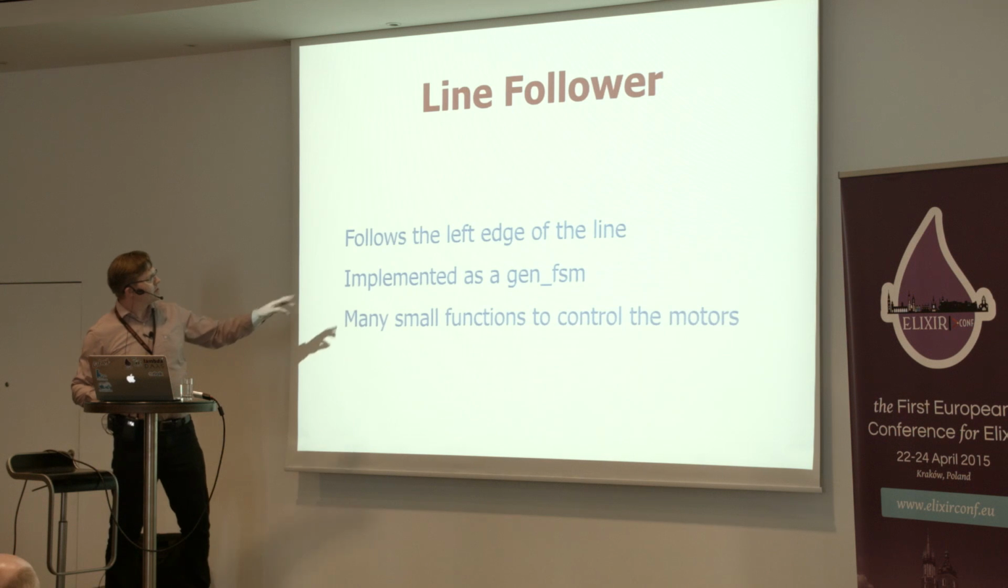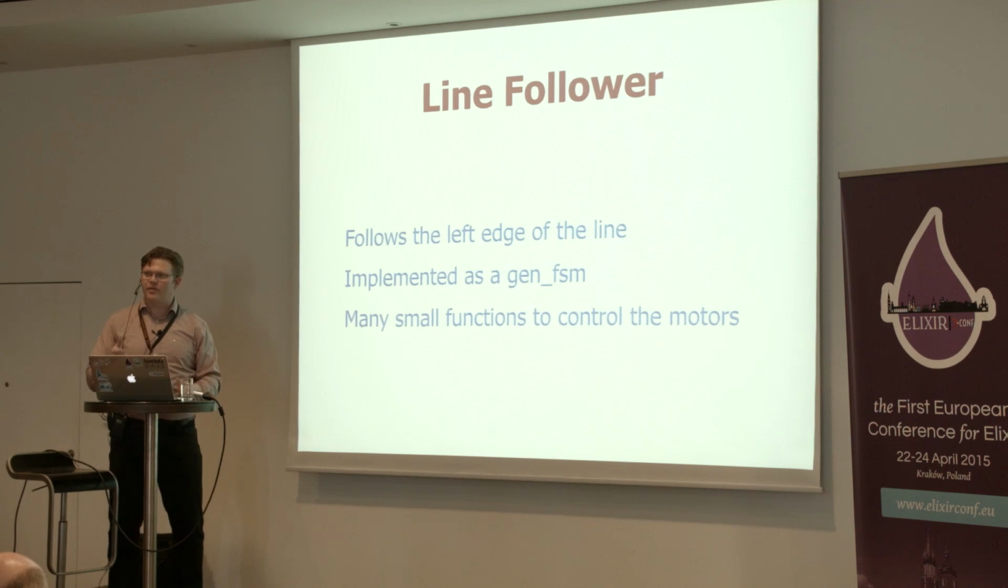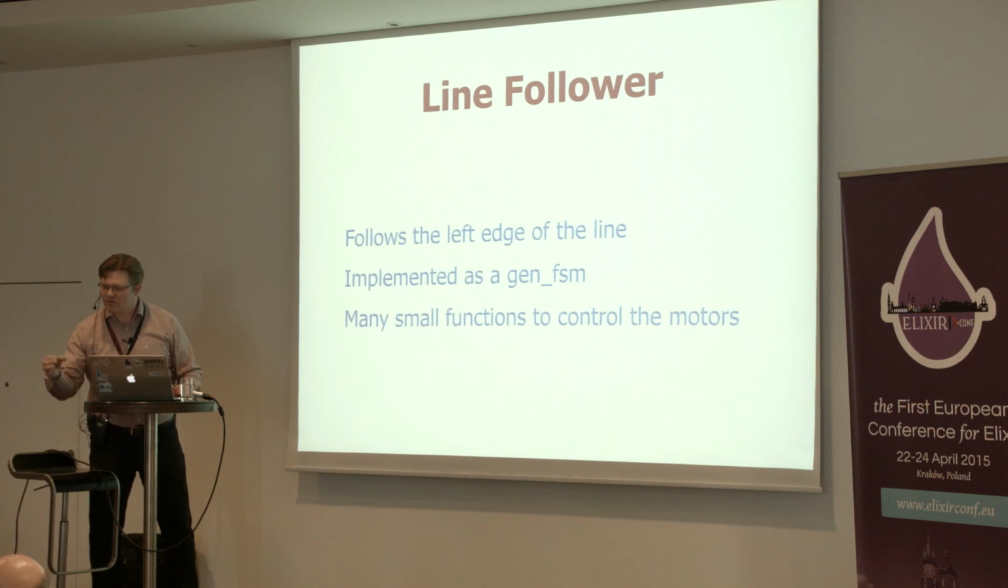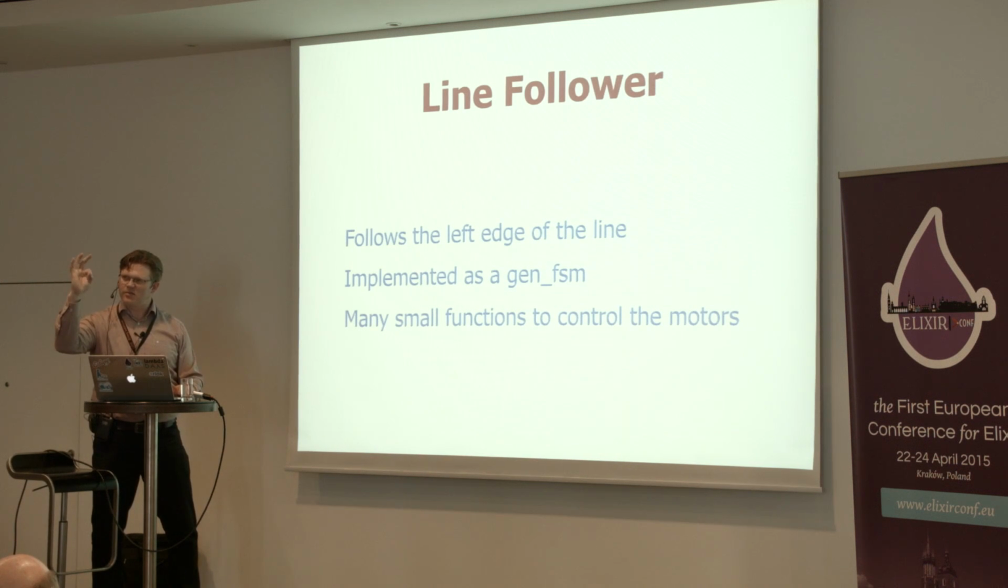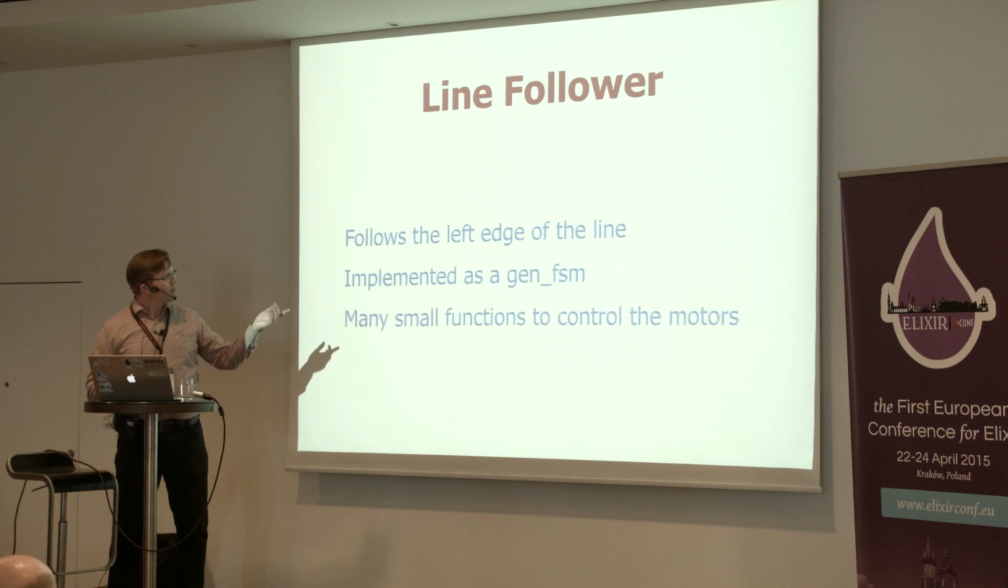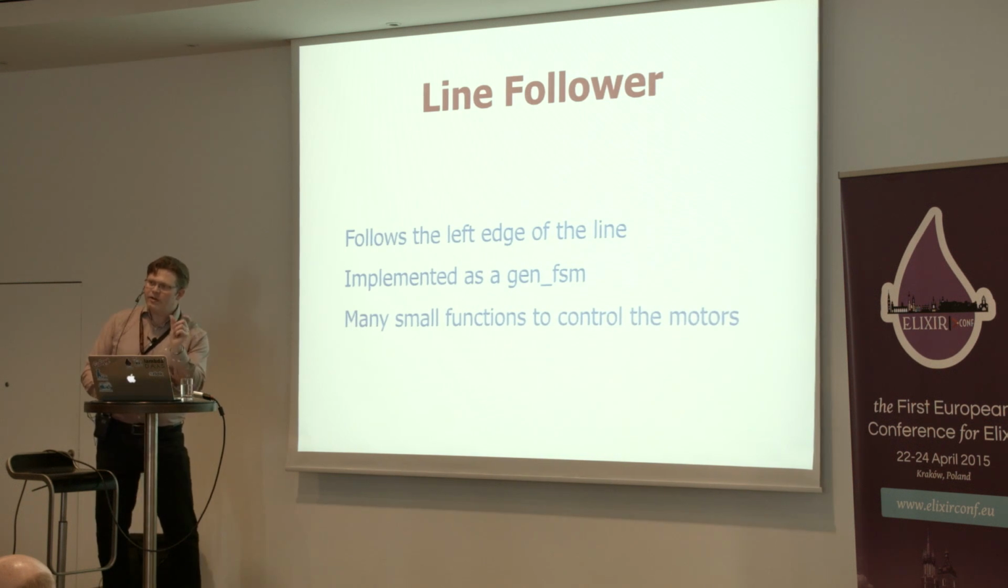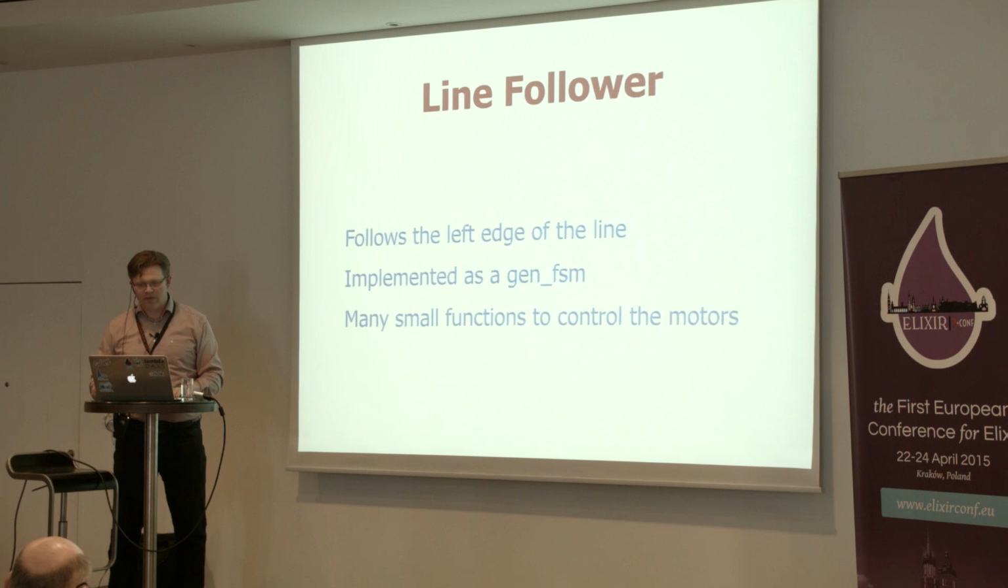So the line follower here, as I told you, follows the left edge of the line, which means you cannot have an ultra thin line, because the color sensor is like this, so the line has to be thicker than that. Of course, it's implemented as a GenFSM, you'll see that. And then you have very, very small functions that do some specific operations on the motor to make it easier to use. So let's see.